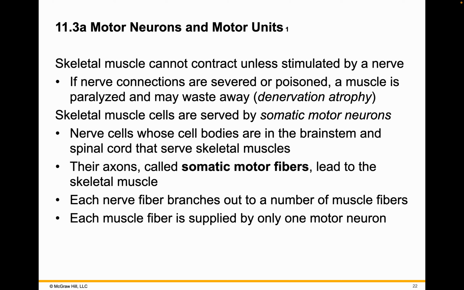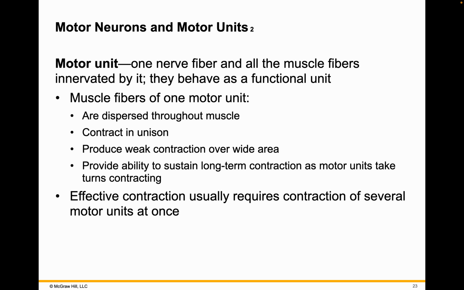Each nerve fiber will then branch out to a number of muscle fibers, so one nerve serves several muscle cells, and each muscle fiber is supplied by only one motor neuron. So one motor neuron covers several cells, but each cell is served by an individual motor neuron. So that motor unit would be the one nerve fiber and all the muscle fibers that are innervated by it. That will behave as a functional unit.